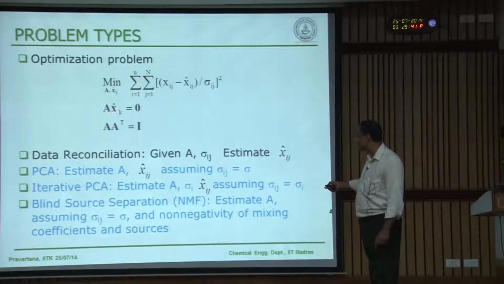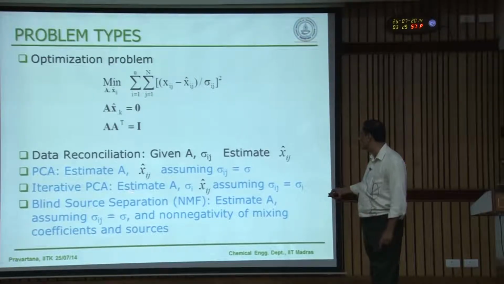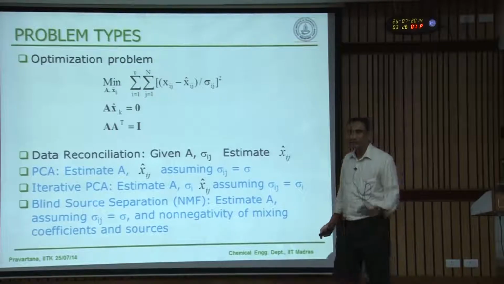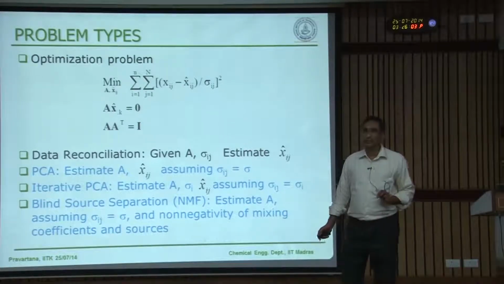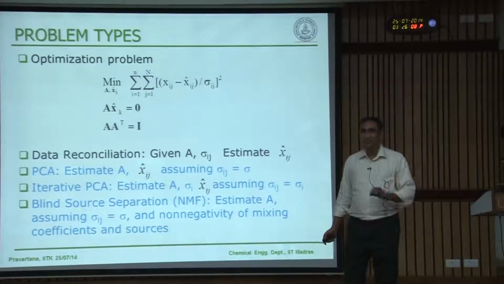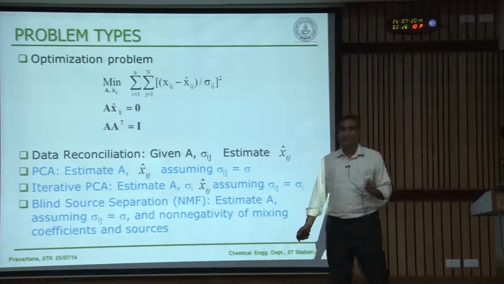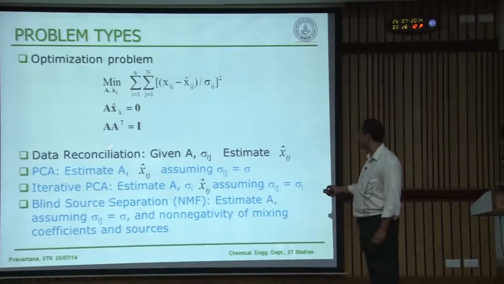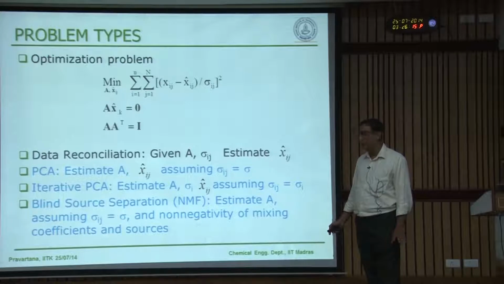Now PCA says, no, I don't need A given, estimate A from data, simultaneously estimate this such that this is satisfied. The only thing is orthonormality is imposed on the constraint matrix, and in this case sigma is assumed to be identical. So it doesn't say that different variables have different noise accuracies. It treats all measurements of all variables as having the same accuracy. Under that condition, you can show that PCA actually solves this problem optimally.